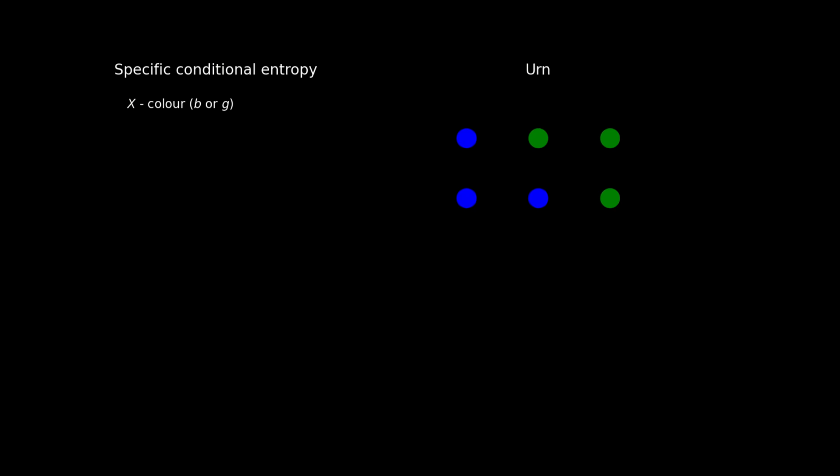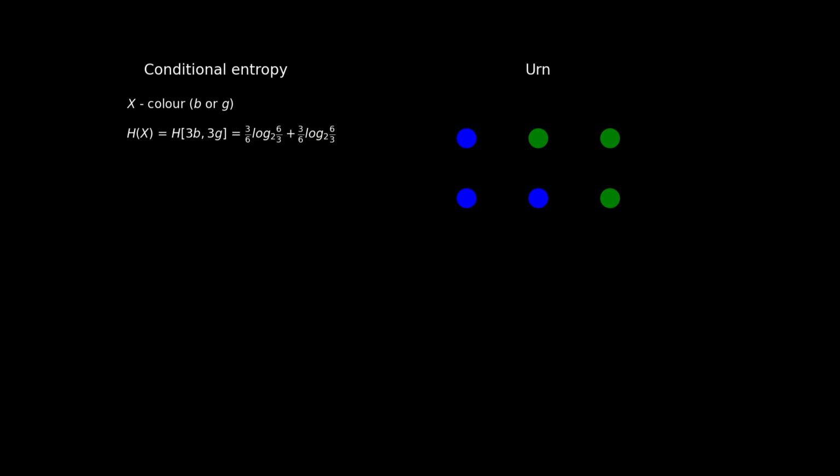Specific conditional entropy. Conditional entropy helps us use a second variable to get information on the first. To use a simple example, let's consider an urn with 6 balls colored green and blue. We draw one at random and we're trying to predict its color. We can model the color as a random variable and we can calculate its entropy as before.